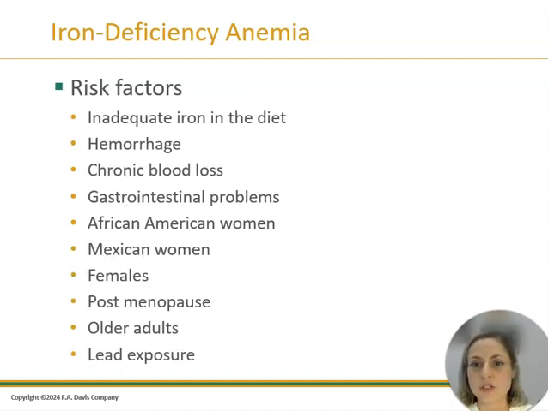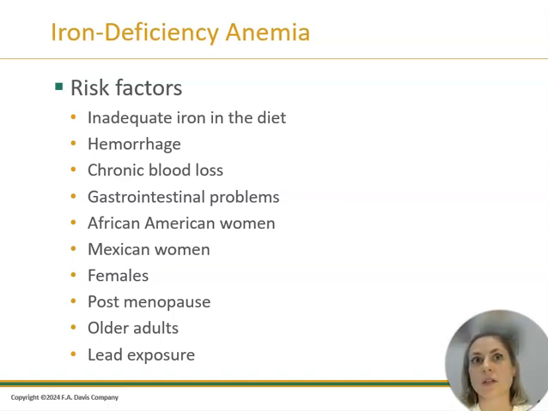So the risk factors could be just an inadequate consumption of iron in the diet. Maybe somebody is a vegetarian, for example, or vegan, and they're just not taking in that heme iron that's required for red blood cell production. Any kind of hemorrhage or chronic blood loss.